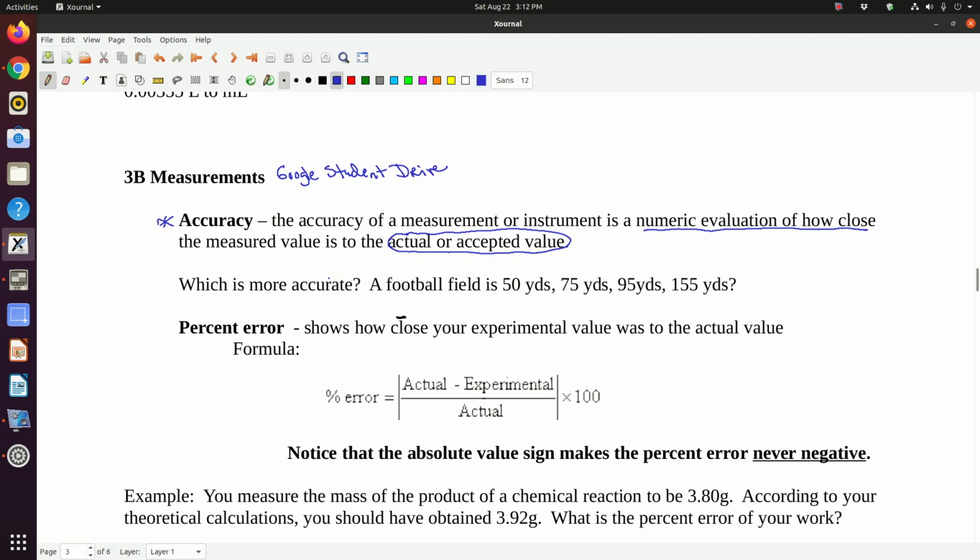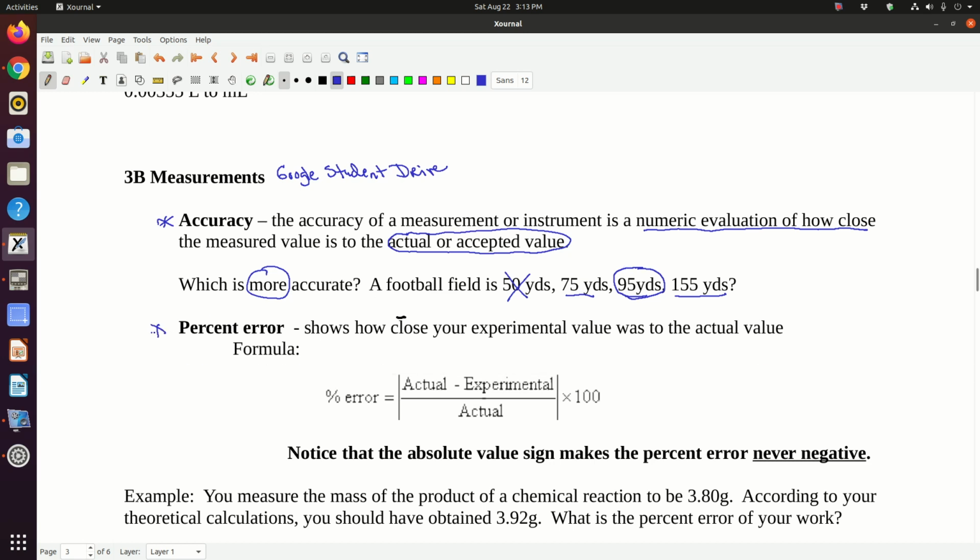So which is more accurate? You have to think about more accurate here, not perfectly accurate, but closer to accurate. A football field is 50 yards, 75 yards, 95 yards, or 155 yards. Well, 50 yards is definitely too small. The closest one out of these four, I think, is 95 yards, because it is less than 100 yards, but it's less than 155, and it's more than 75. So this is the closest value, so the most accurate measurement.